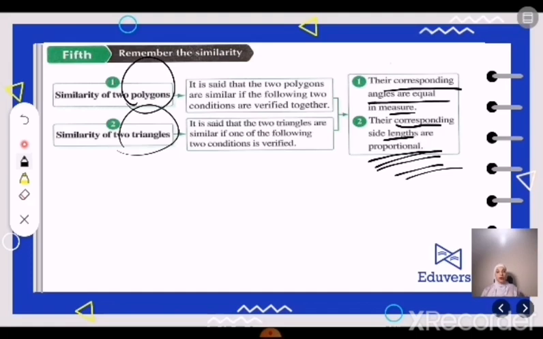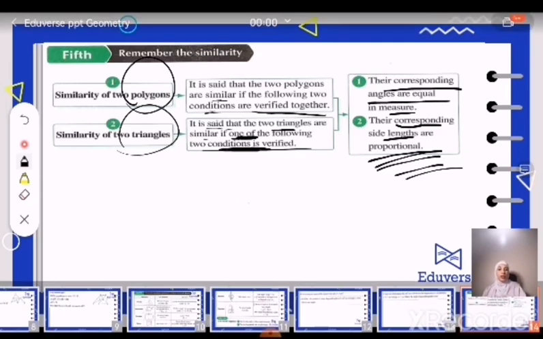And be careful about this word: they are proportional, not equal in length. And in the triangles, any one of them being verified is enough to say the two triangles are similar. For polygons, it's said that two polygons are similar if the following two conditions are verified together. It's said the two triangles are similar if one of the following two conditions is verified. One of them will be enough, the angles or the sides.